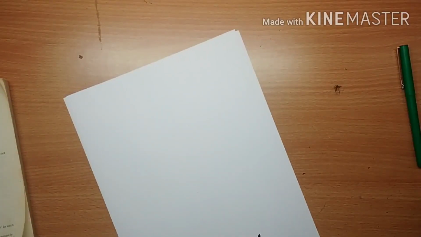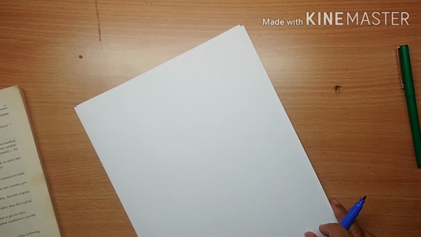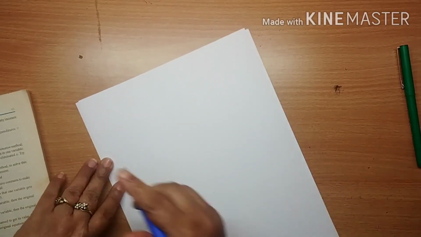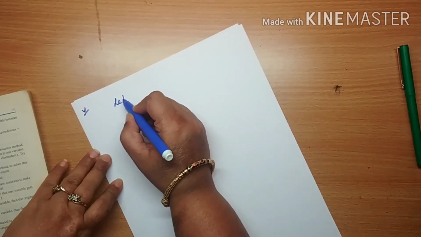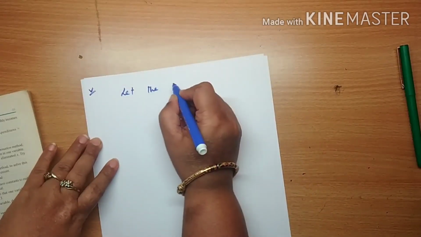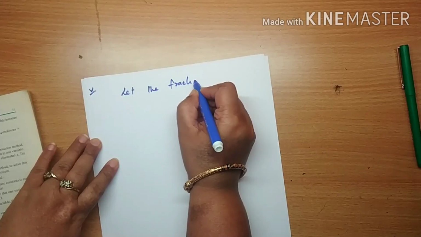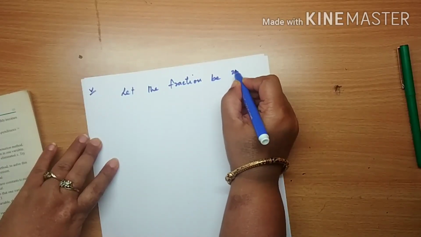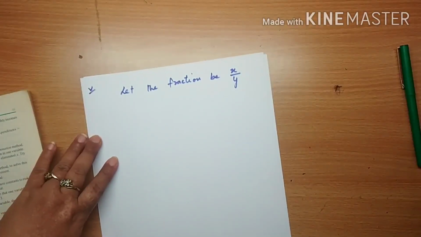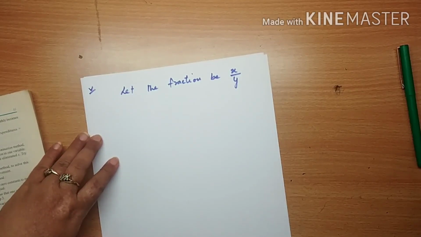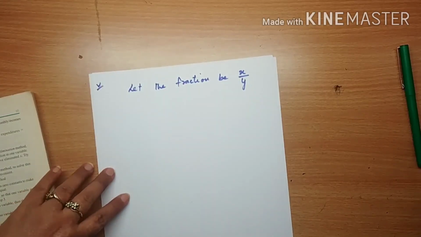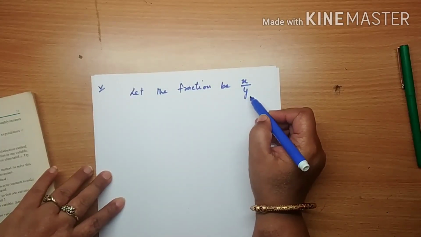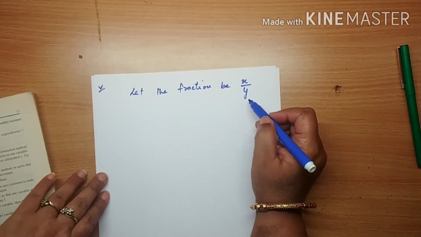Next question is, the fraction becomes 9 by 11 if 2 is added to both numerator and denominator. This is the fifth part. Now let the fraction be x upon y. If I write the fraction directly, then there is no need to separately write let the numerator be x and denominator be y. It clearly indicates x is the numerator and y is the denominator in the fraction.